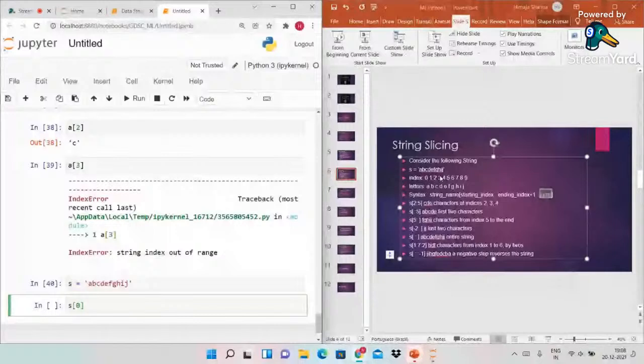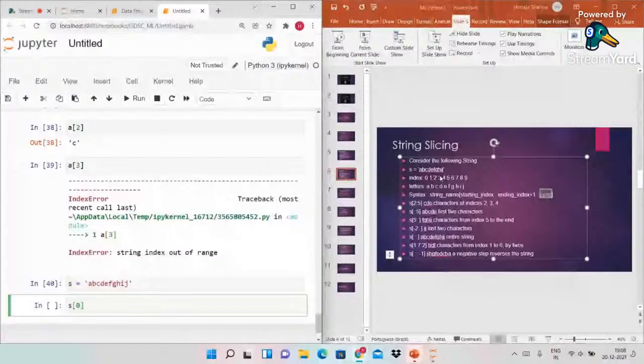The index you mention before the colon will be included, but the index you mention after the colon will go on till that, and the fourth index will not be included. Now let us consider the length of this string. What is the length of this string? It is 10.